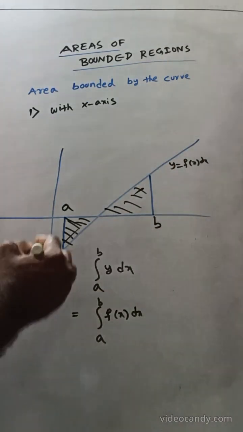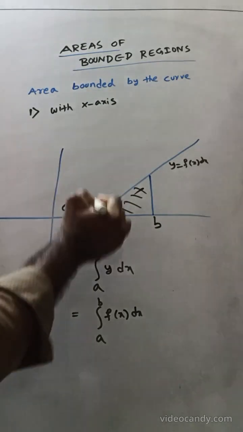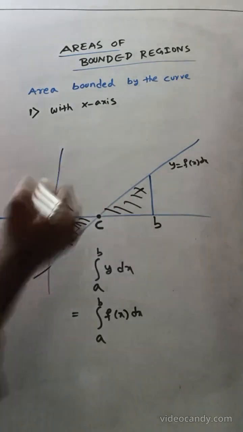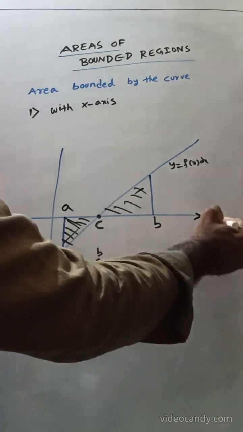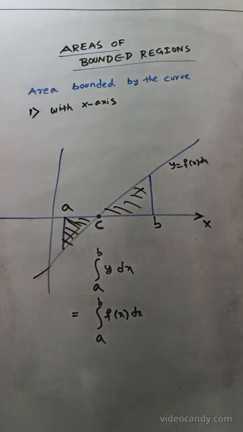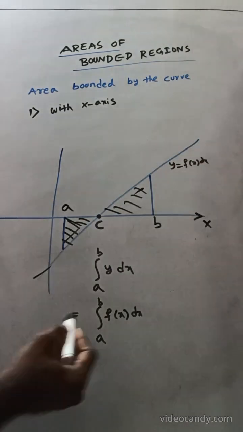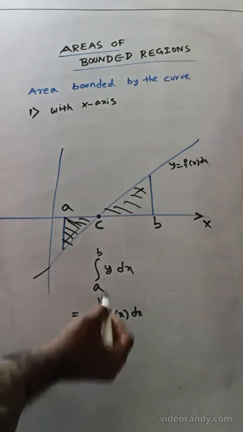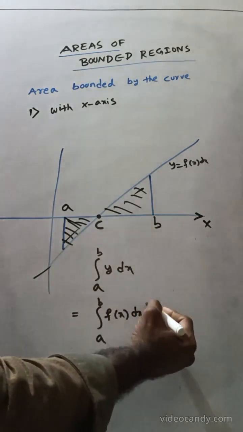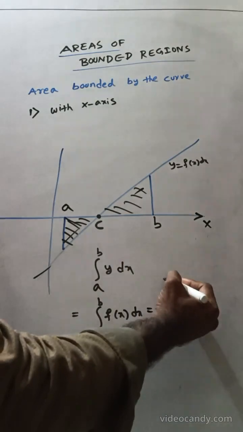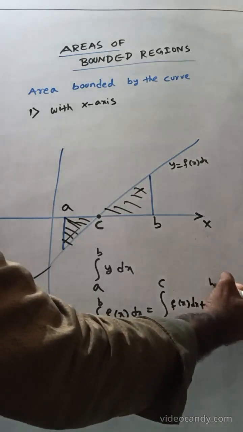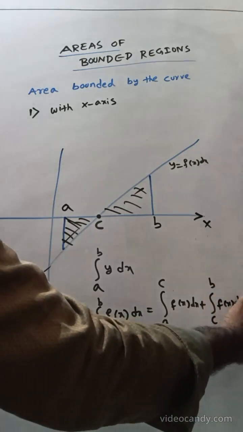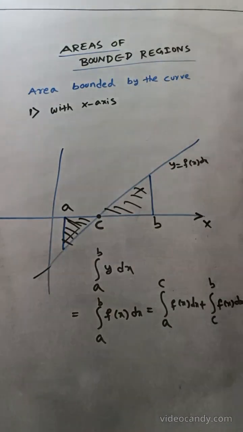And what is its value? This curve is intersecting the x-axis at C. Let us assume at C. Now what is this one? From A to B, f of x dx. This can be written as integration A to C f of x dx plus integration C to B f of x dx. So this is another one which is very easy to remember.